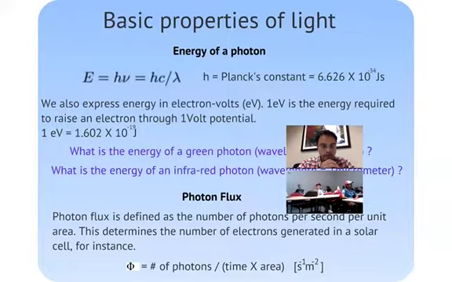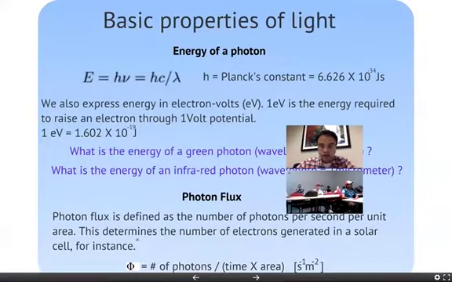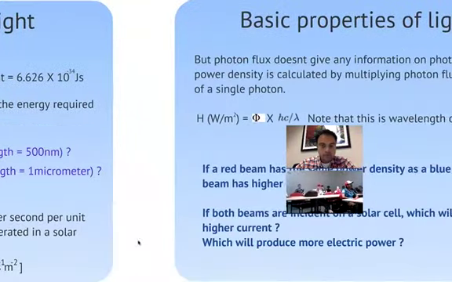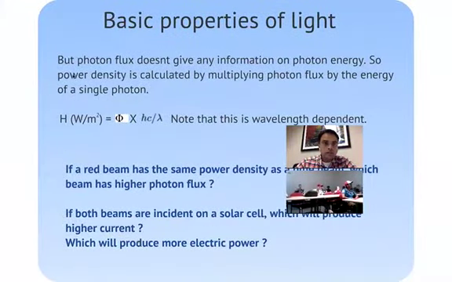So photon flux is simple to define. It's just the number of photons divided by time times area, so it's in units of number per second per meter squared, written as phi. Pretty simple so far. But photon flux doesn't give any information on the photon energy. You can say I have a million photons per second per meter squared coming into my solar cell, but if I don't know how much energy each of those photons has, I have no idea what the solar cell will do. So it's very important to understand how much energy there is in each photon as well.